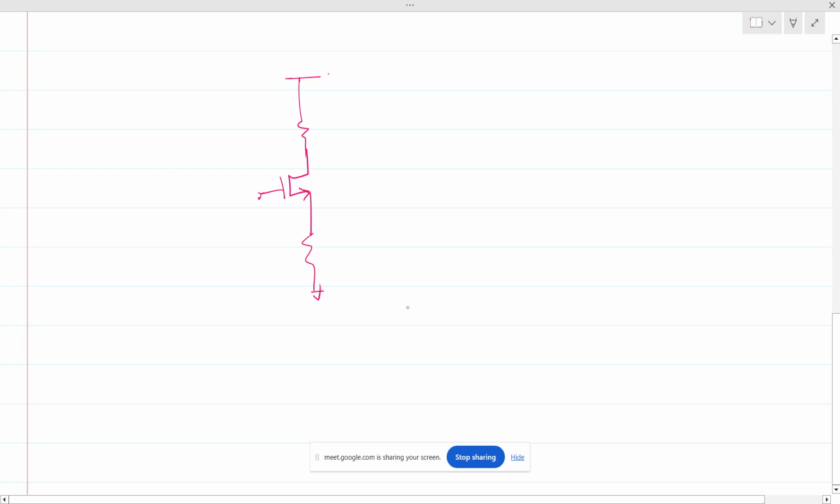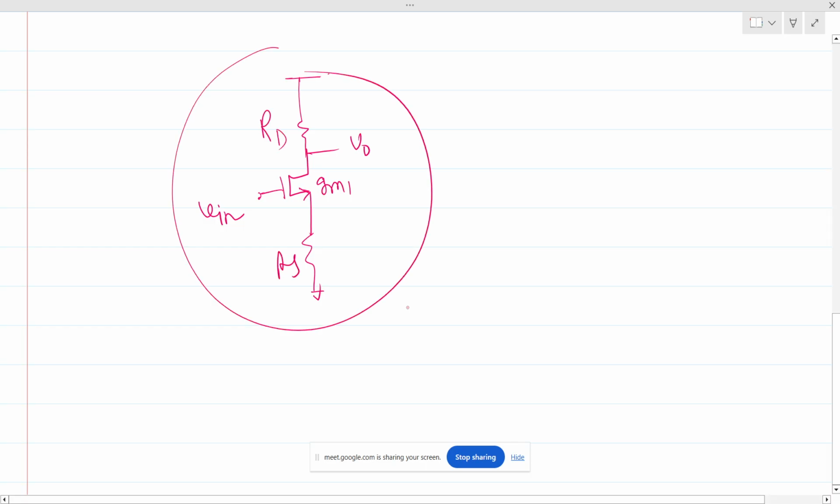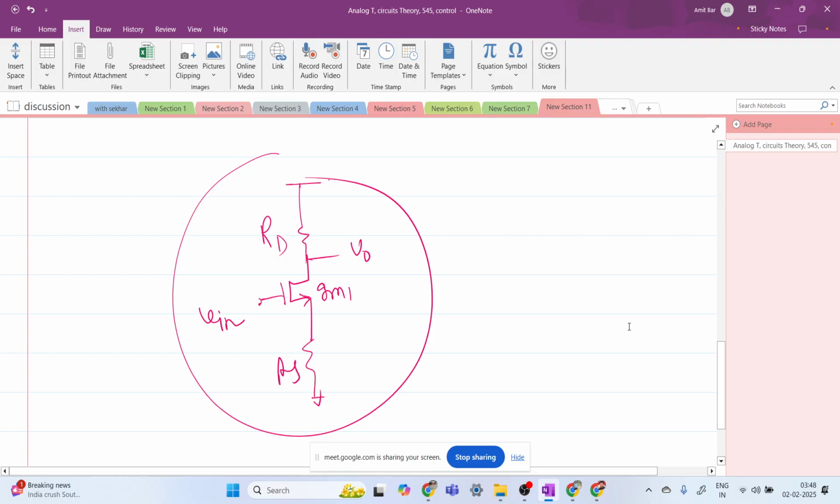I am assuming everything is fine for this MOSFET. Let's say this is Gm, biased properly, and I am giving a small signal here and taking output from here. So find the gain of the circuit. Okay, sir. So should I share? Yes.